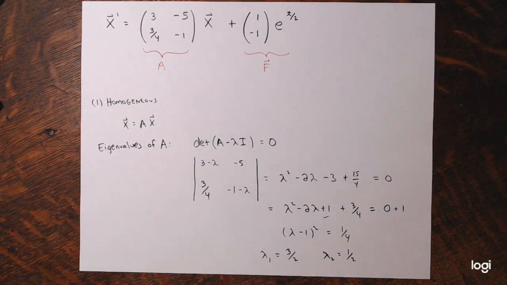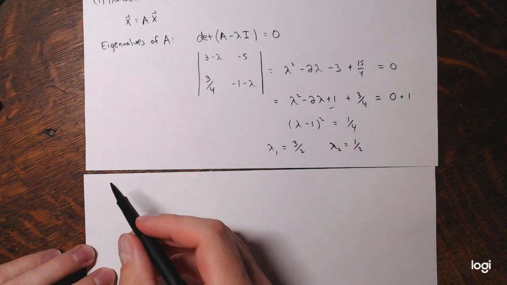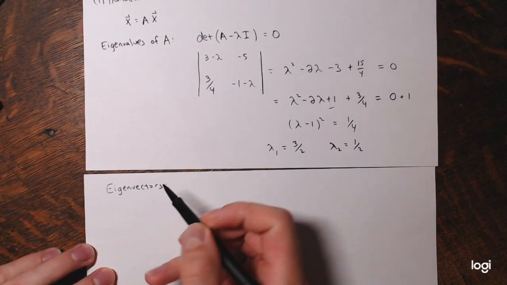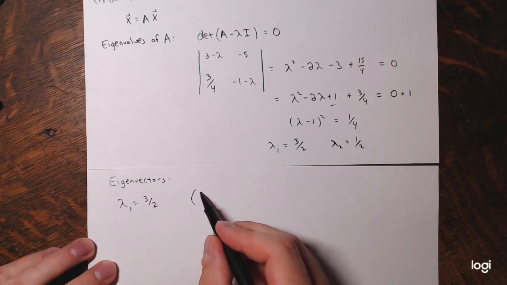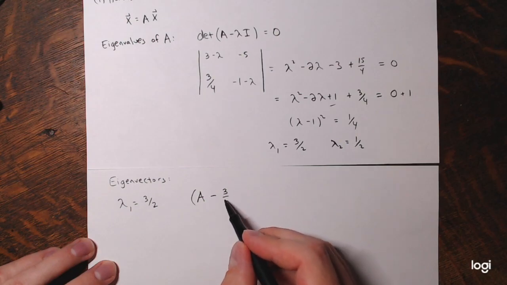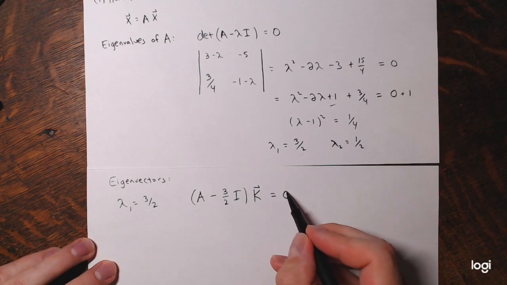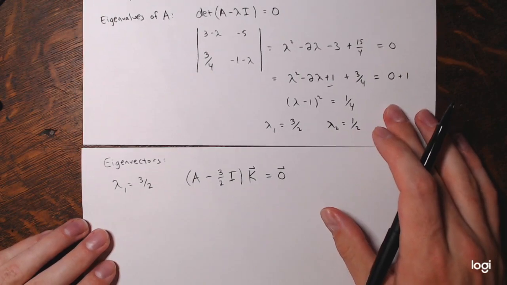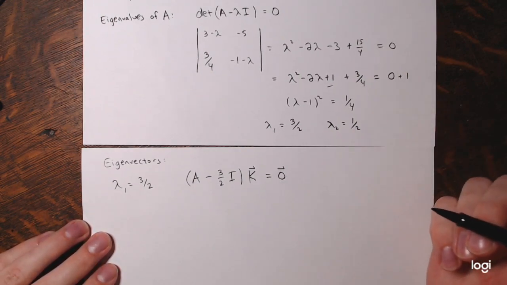Alright, so now we're going to find the eigenvectors corresponding to these. Alright, so eigenvectors. So first for lambda equals 3 halves. So I'm solving this equation, A minus 3 halves I times some vector k, equals the 0 vector. Where, again, let's say k has components k1 and k2, right? These are 2 by 2 matrices here. So that should be a 2 by 1 column vector.